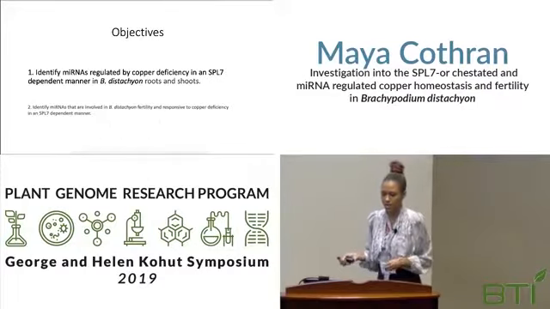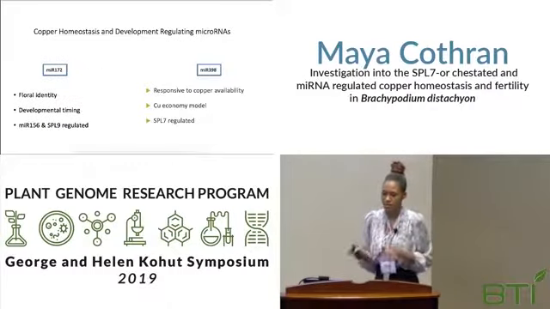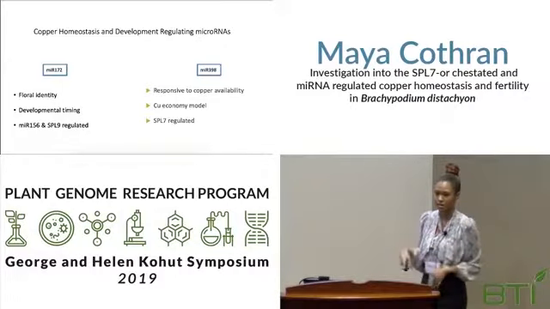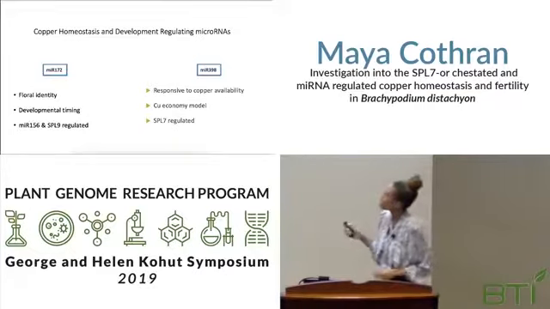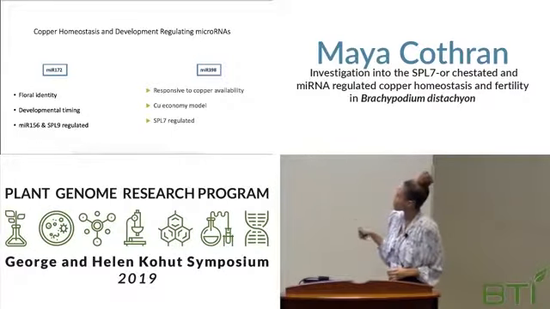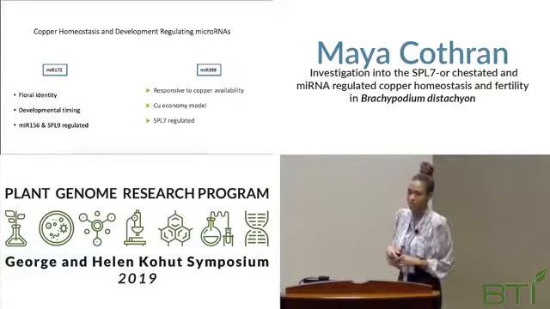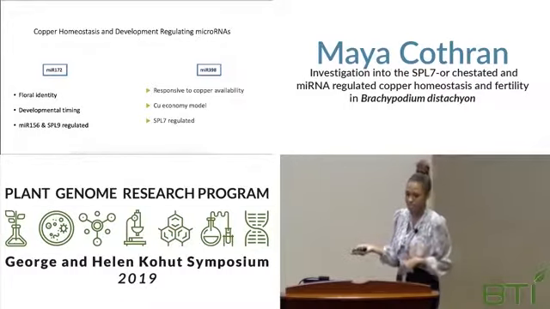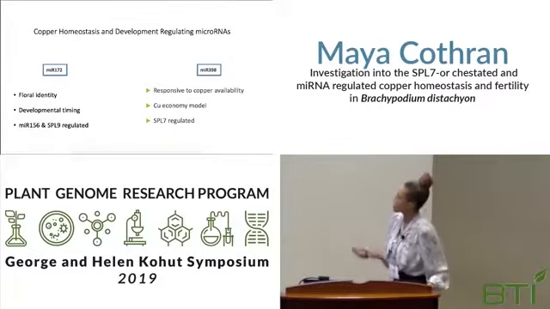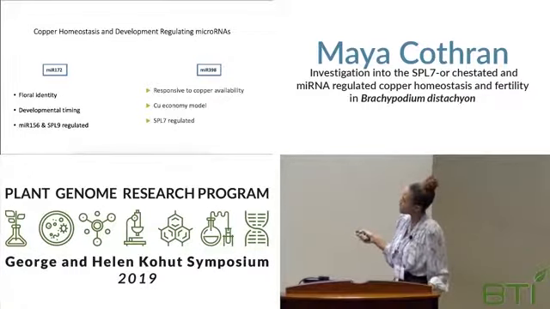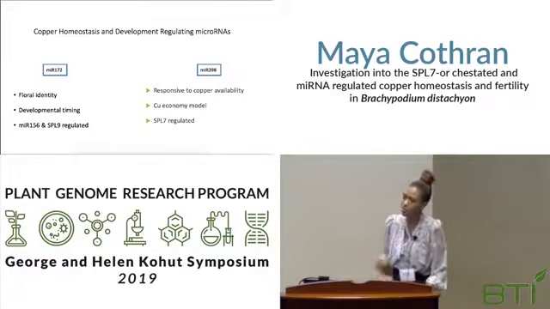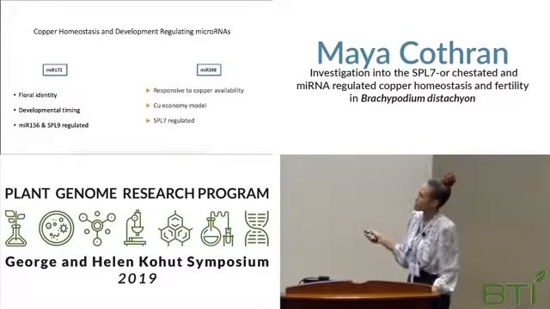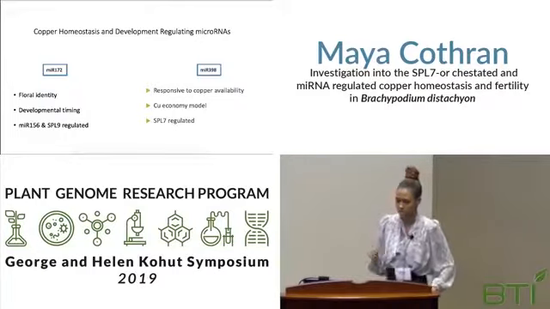So we chose two specific microRNAs, one for copper homeostasis and one for development. There are many that are involved in both processes, but we chose microRNA 172. It is responsible for floral identity and adult cell differentiation, as well as developmental timing, and we can see that it's regulated by another SPL family member, SPL9, as well as another developmental microRNA, 156.